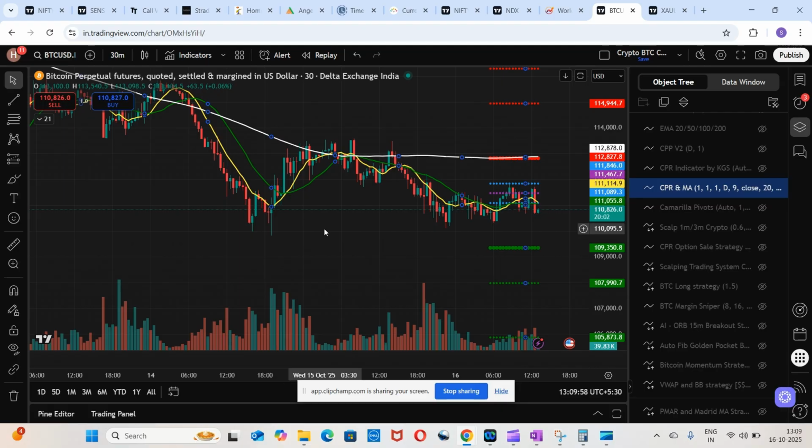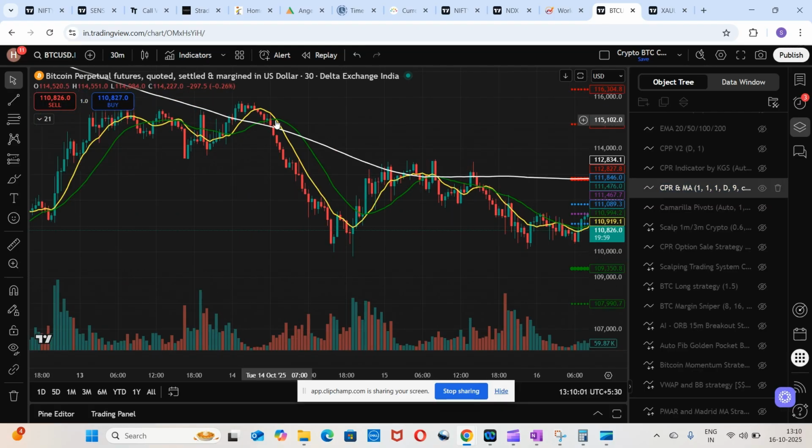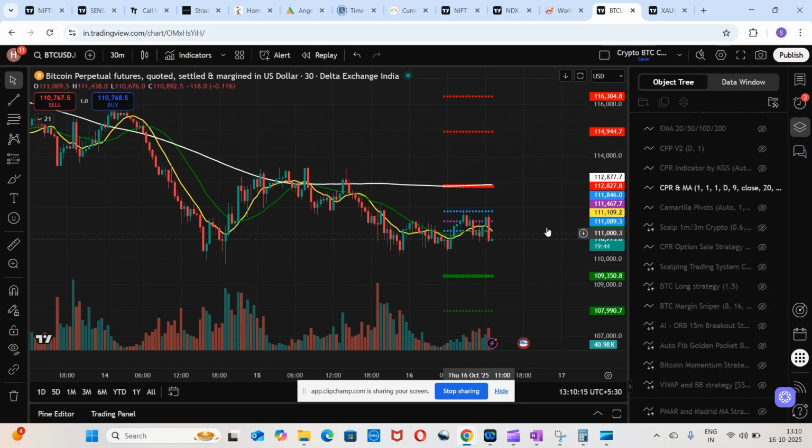Like here, you can enter at the crossover of 9 and 20. So when 9 crosses below the 20 EMA, you enter the trade. Okay, and as long as it is below 200 EMA, the short positions could be taken. So this is for the shorter time frames.